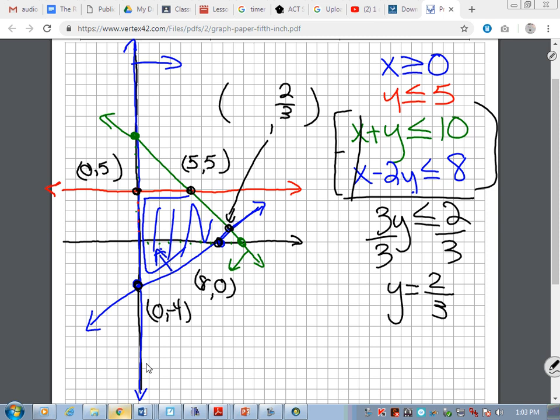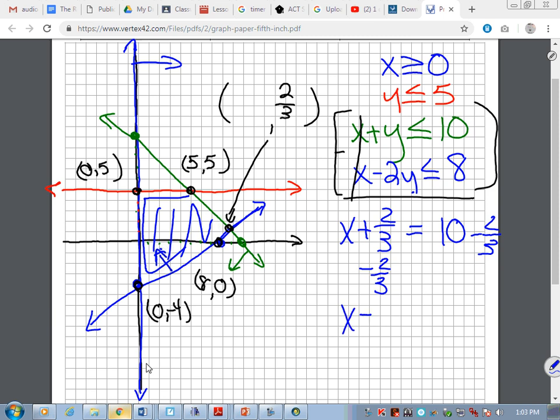Okay, how do I find the x value if I know y equals 2/3? How about we plug 2/3 in for y? Is that what you said? No? Okay. So let's go to the first equation. x plus 2/3, and let's just say equals 10. Okay, we want to solve. So what do I need to do with 2/3? Subtract 2/3.